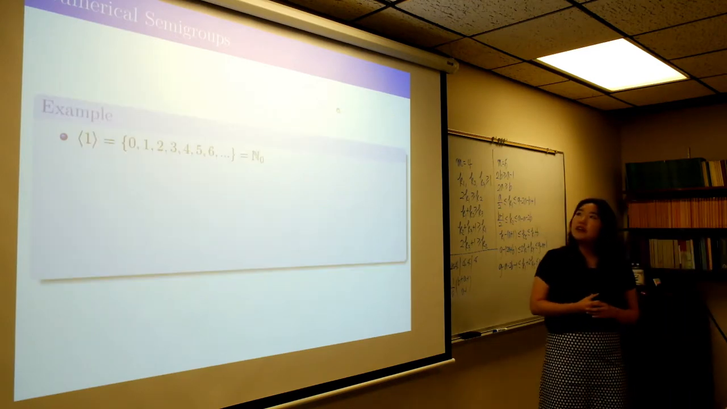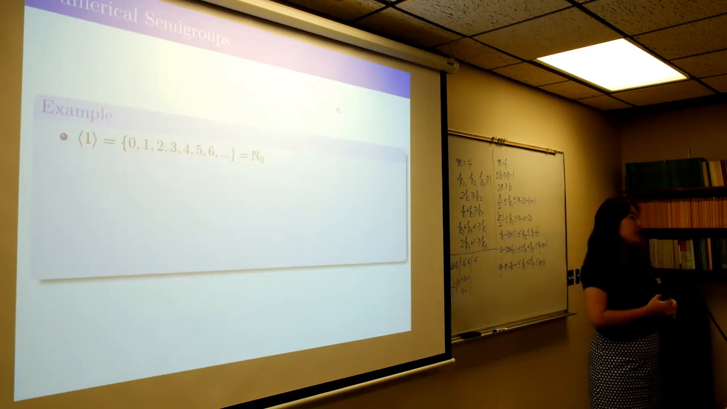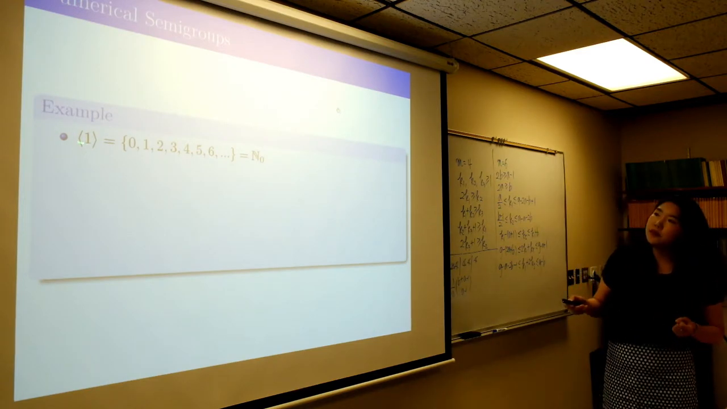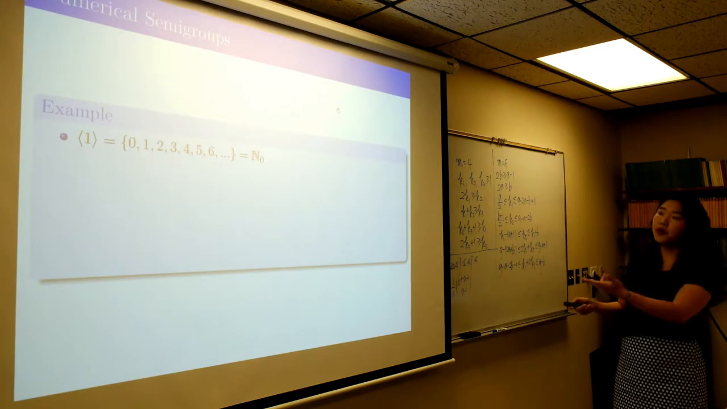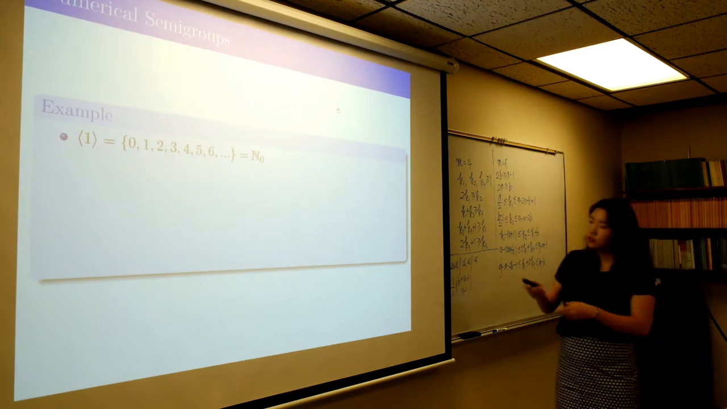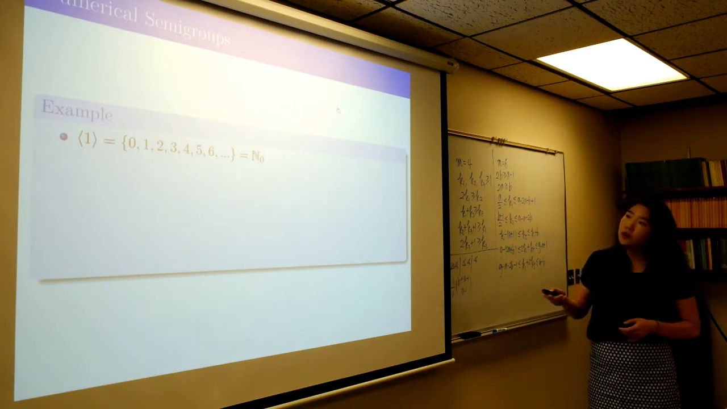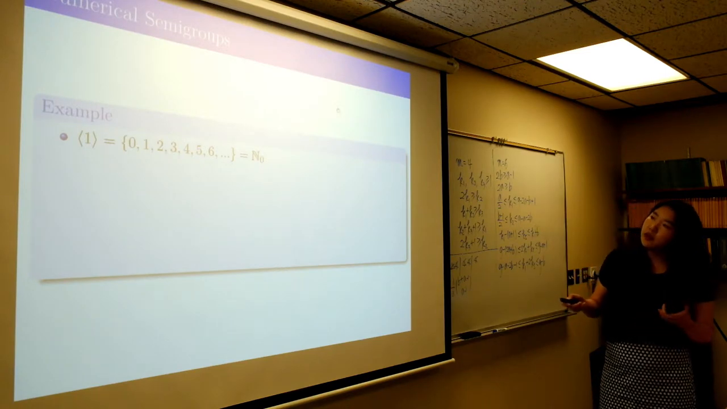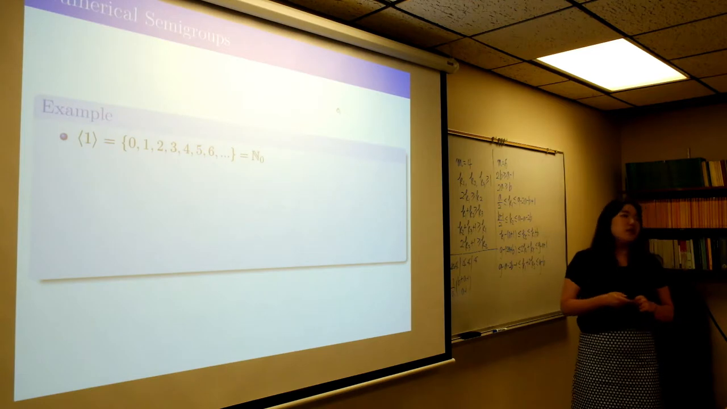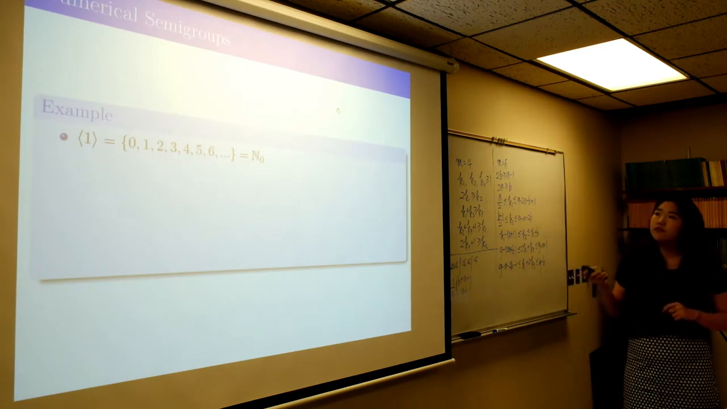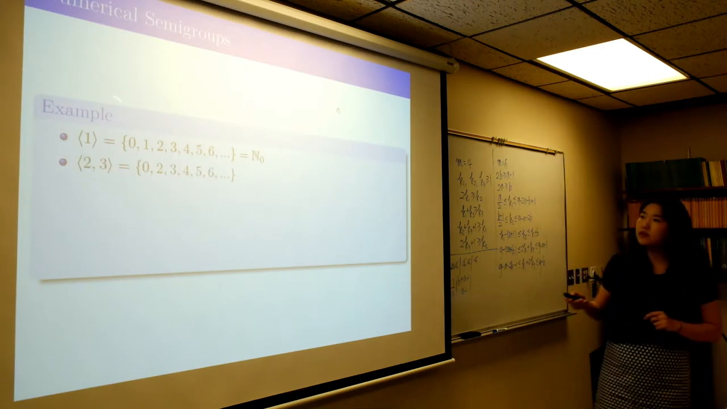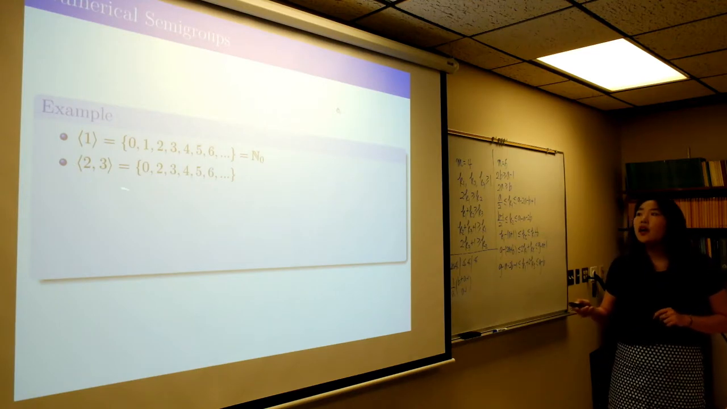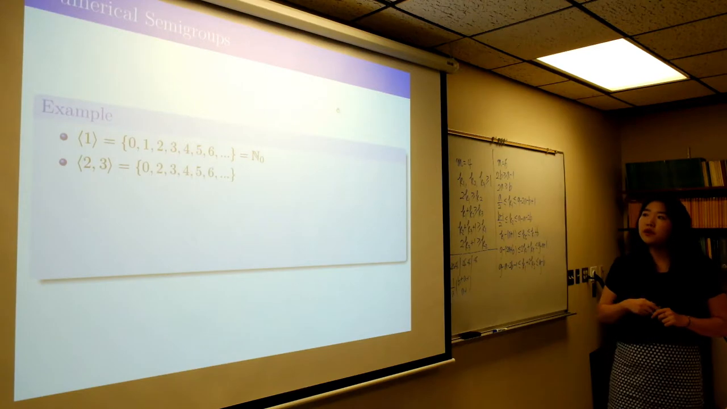And let me give you examples of numerical semigroups. One easy example is the numerical semigroup generated by 1. In that case, we have all the positive integers in here, and also it includes 0. So this is the set of non-negative integers. And we can also consider the numerical semigroup generated by 2 and 3. So it contains all the numbers but 1.